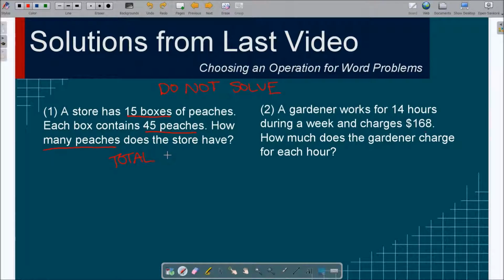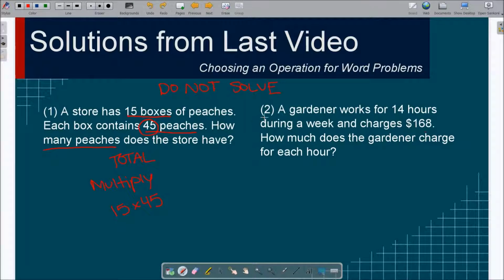If we look a little closer, we'll notice we've got equal amounts here. We've got 15 boxes with an equal amount of 45 peaches each. So using equal amounts means that we want to multiply. In order to solve this problem, we would multiply 15 times 45.